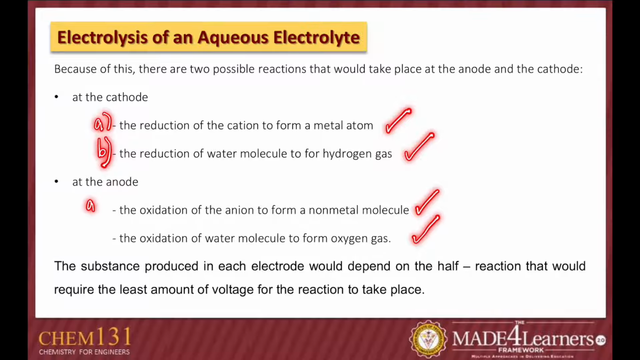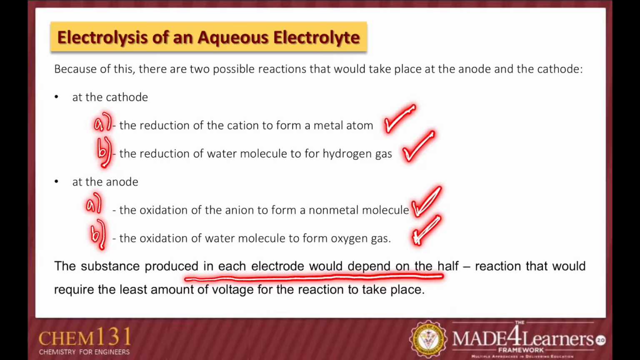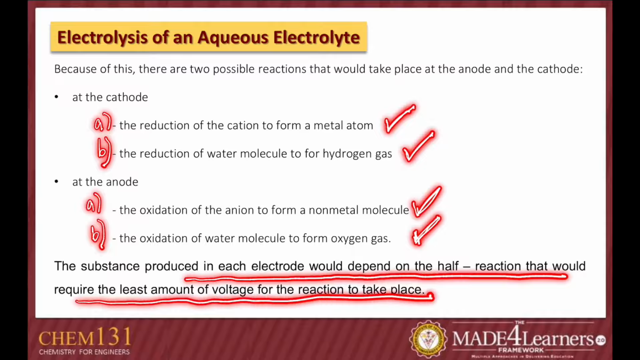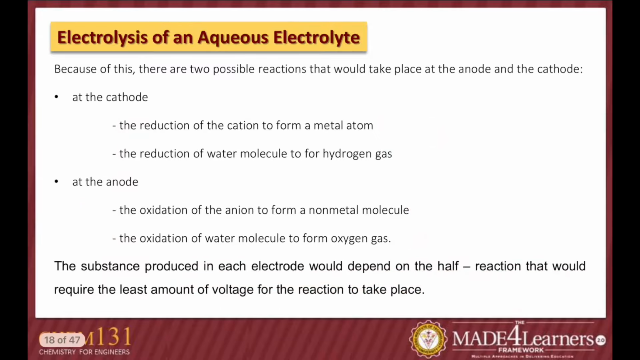But the question is, how do we determine kung asa sa duha ang ma-produce? Kung metal ba or hydrogen gas ba? Or kung non-metal ba or oxygen gas ba ang ma-produce sa anode? So the substance produced in each electrode would depend on the half reaction that would require the least amount of voltage for the reaction to take place. Ang pinakagamay og requirement sa voltage for the reaction to take place, maoy mo happen diretso nga reaction.